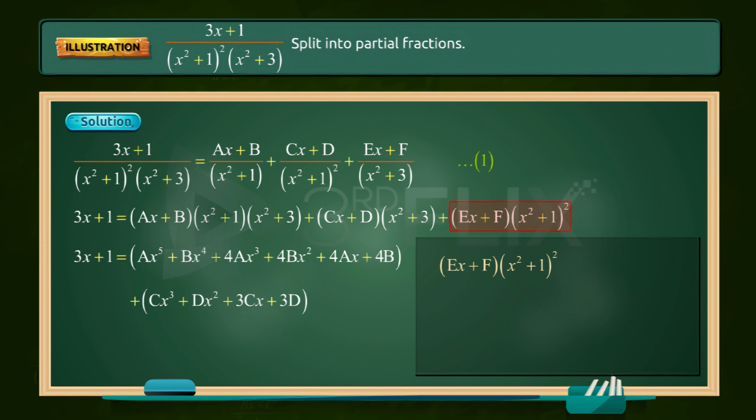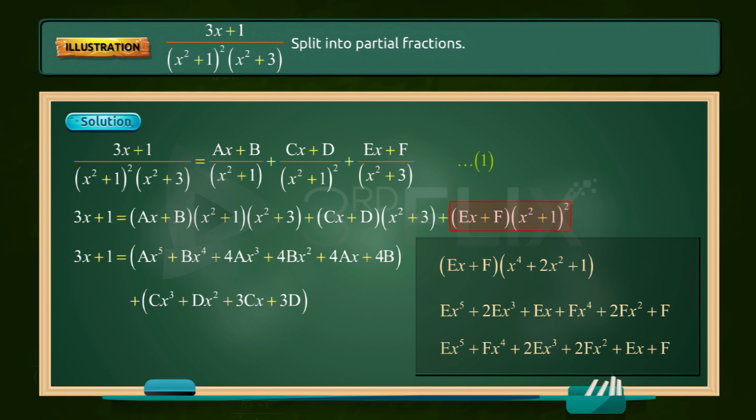Expanding (x² + 1)², we get x⁴ + 2x² + 1. Further, multiplying with (ex + f), we get ex⁵ + 2ex³ + ex + fx⁴ + 2fx² + f, and arrange the terms in a specific order.